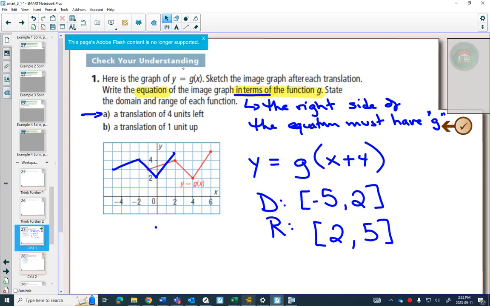So now we get to part B. I'm going to do part B in green. We have to translate one up. So I'm going to take the red graph, all the important points, shift them one unit up, connect the dots.